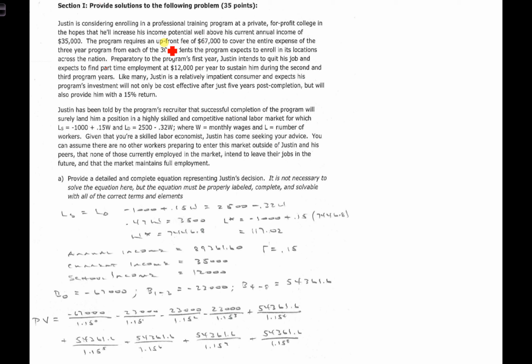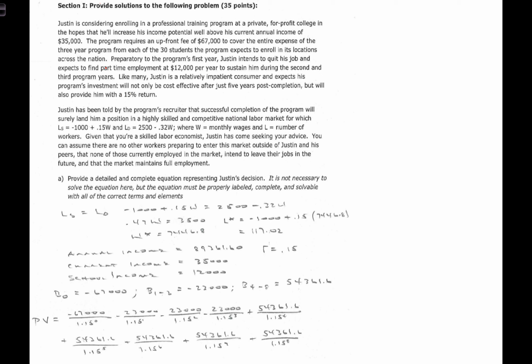From which there will be 30 students enrolling throughout the country. That becomes important in a few moments as we look at the answers to this. So preparatory to this, Justin intends to quit his job, expects to find part-time employment at $12,000 a year to sustain him. This will be in the 2nd and 3rd years. Like many, Justin is impatient, but he wants to have a return on his investment that he can quantify within a 5-year period of time after completion, and he expects a 15% return. So that 15% return is his R, if you will.